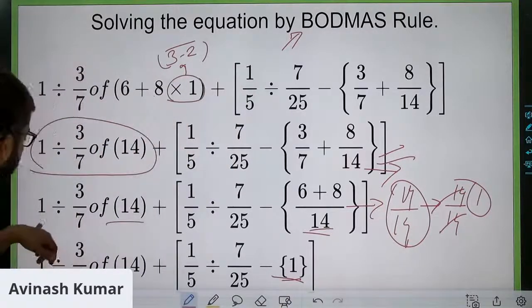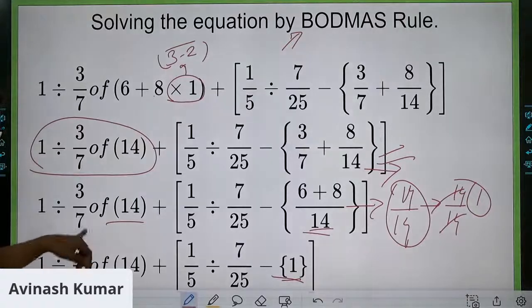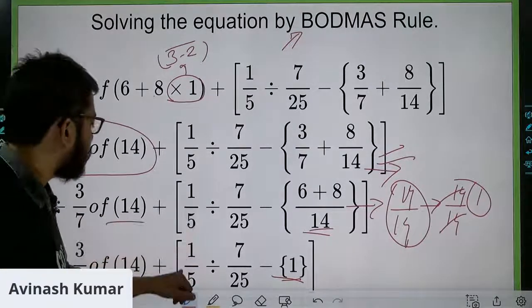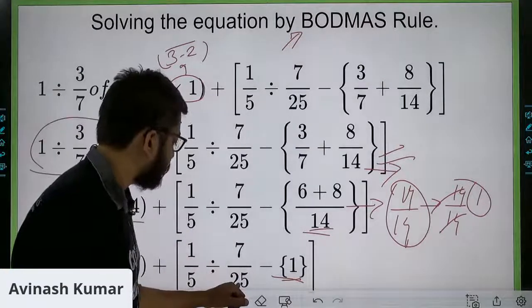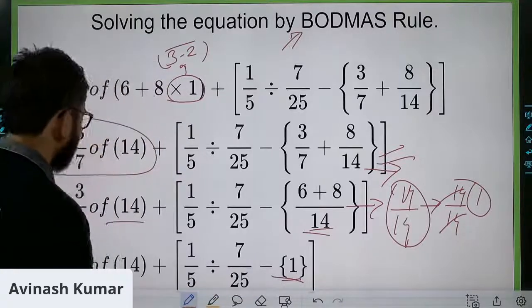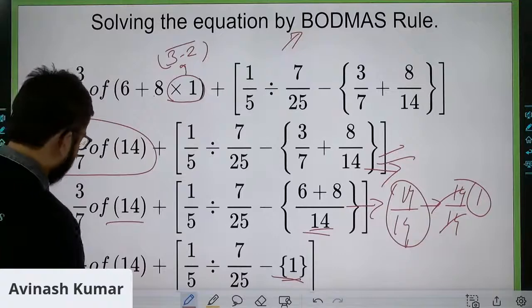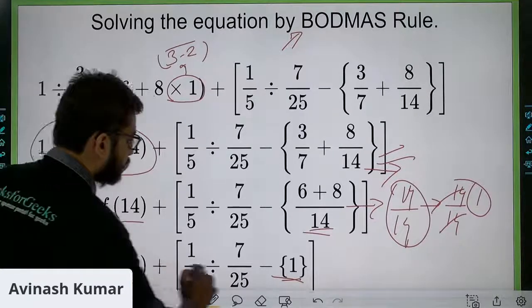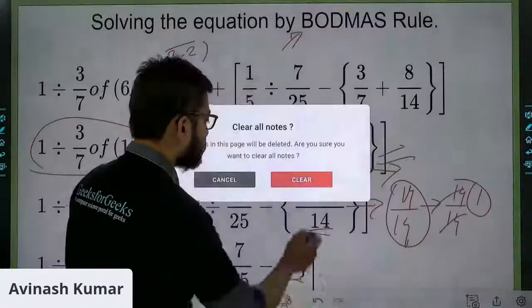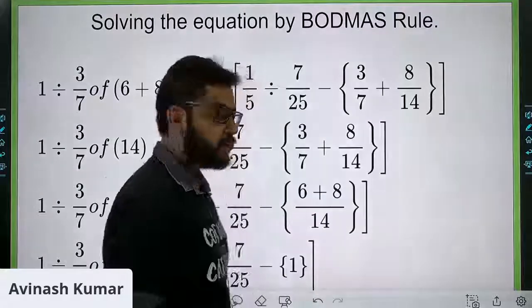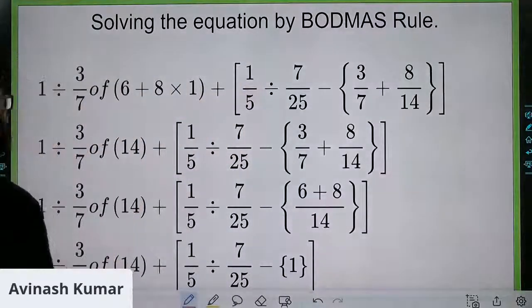Okay. Now again you can see 1 divided by 3 by 7 of 14 plus 1 by 5 divided by 7 by 25 minus 1. Now this is two different kinds of category. First we have to solve this one or this one. Okay, till now it's clear. I'm moving forward.